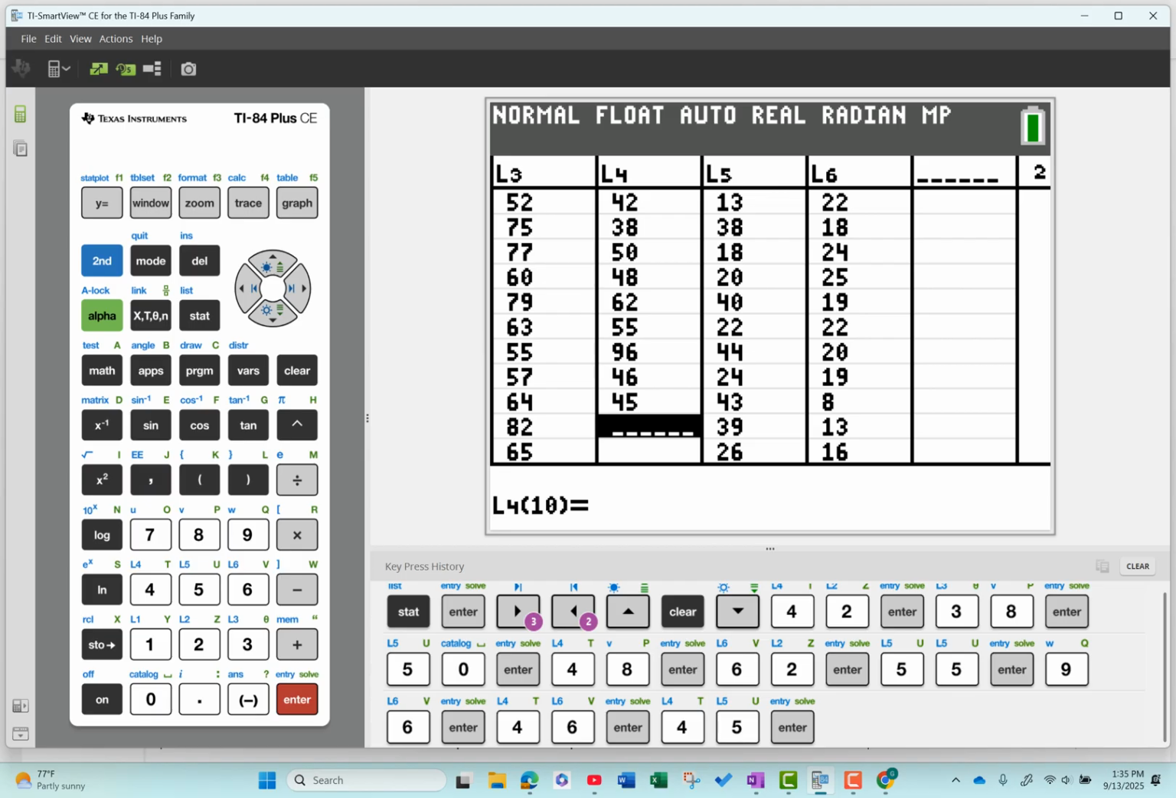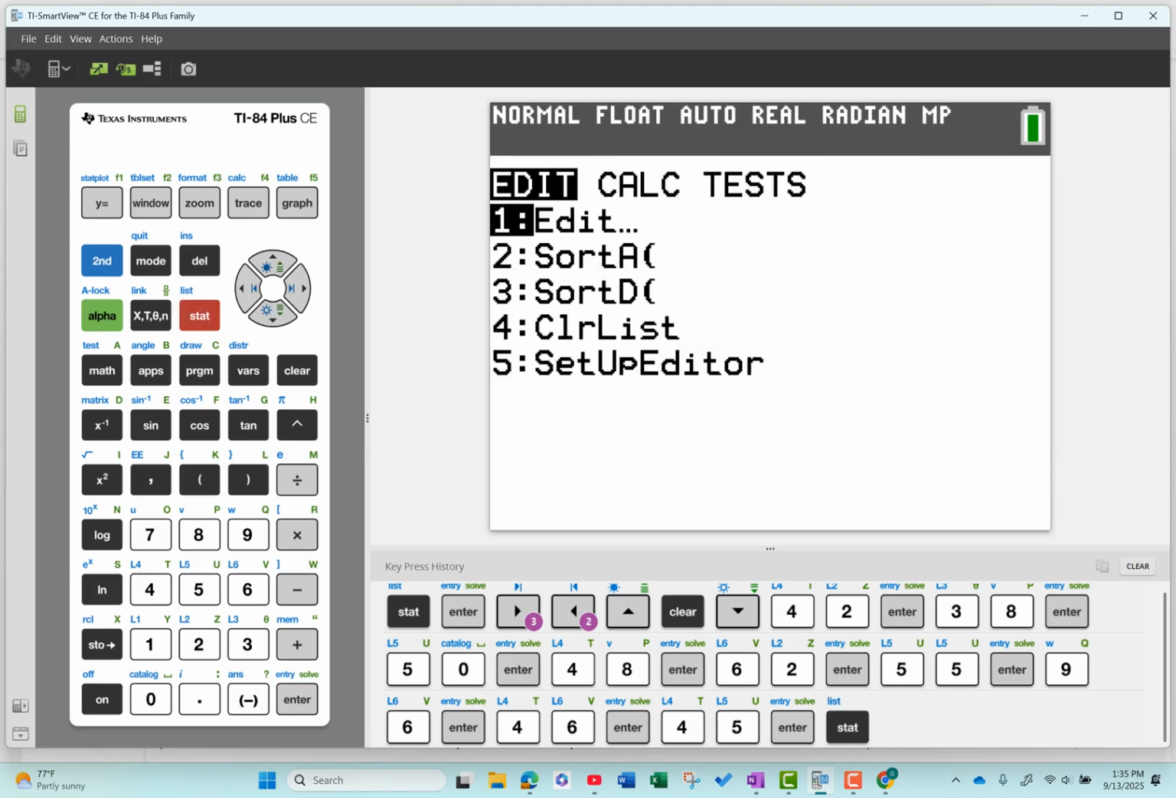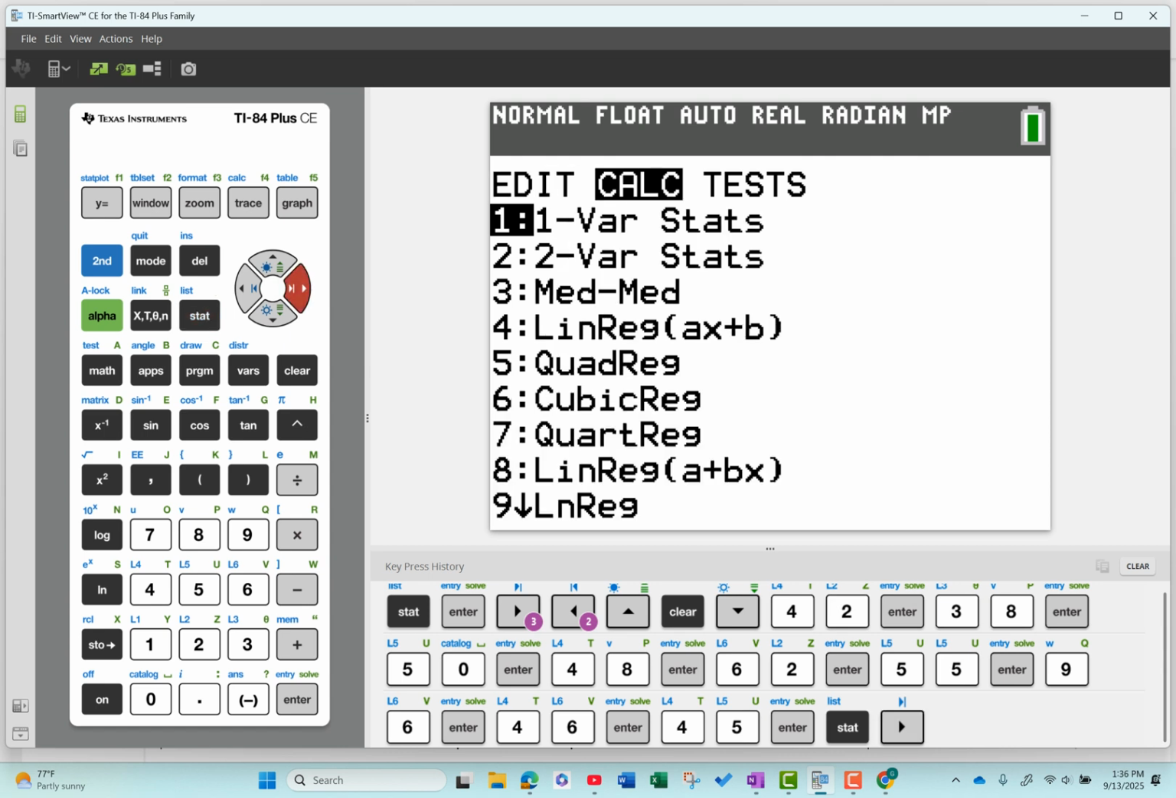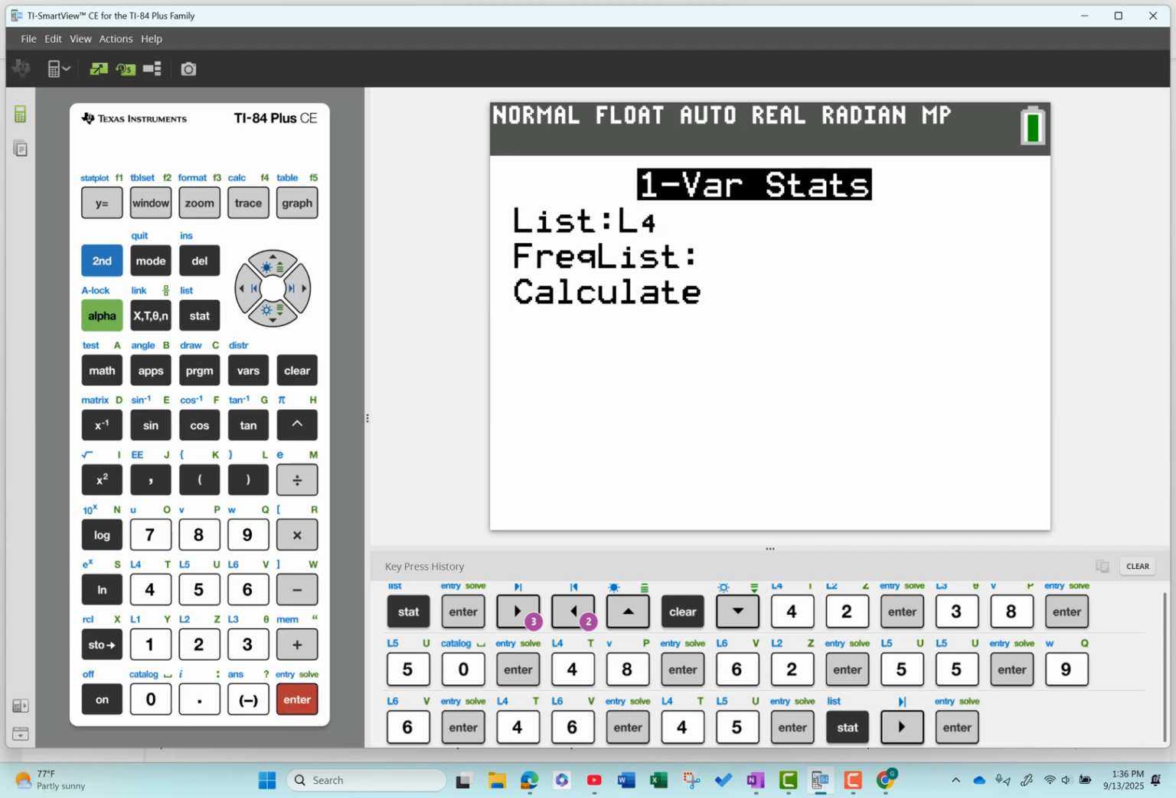So I put all the data points in. I go back to stat, but now I'm going to arrow over to calc, then 1-Var Stats. Highlight that, press enter. Now this is where I have to designate what list. It's not necessarily going to pull up the one that you want. So if you need to change the list, let's say I just put those values into L4, list 4, I need to change it.